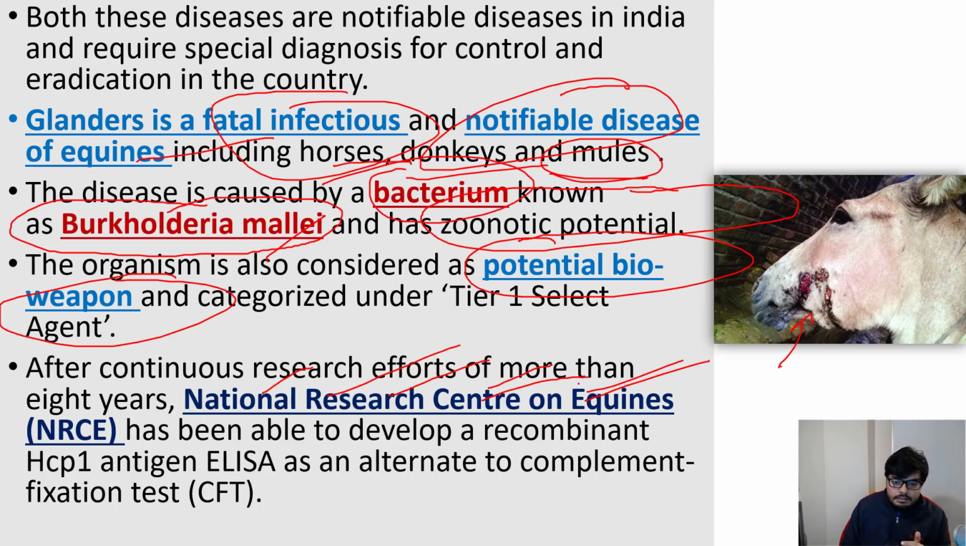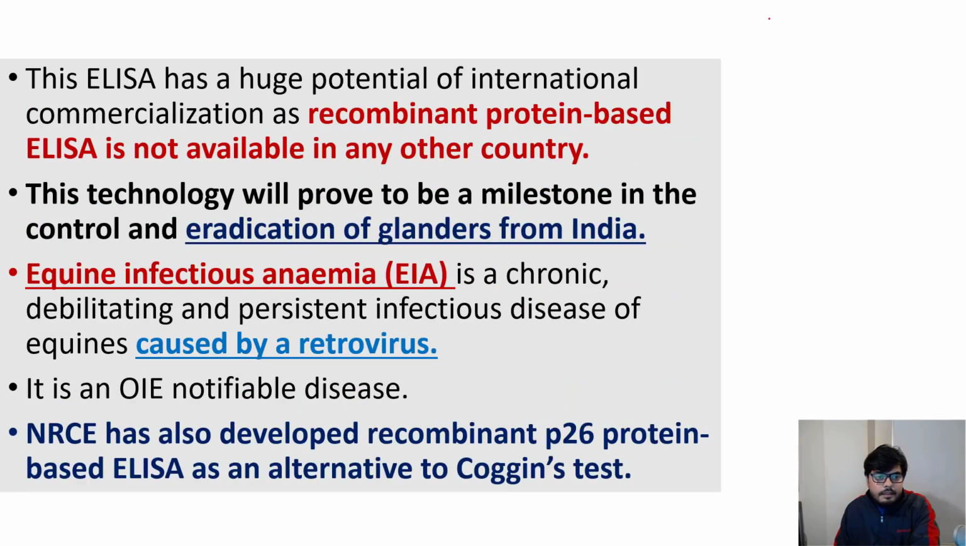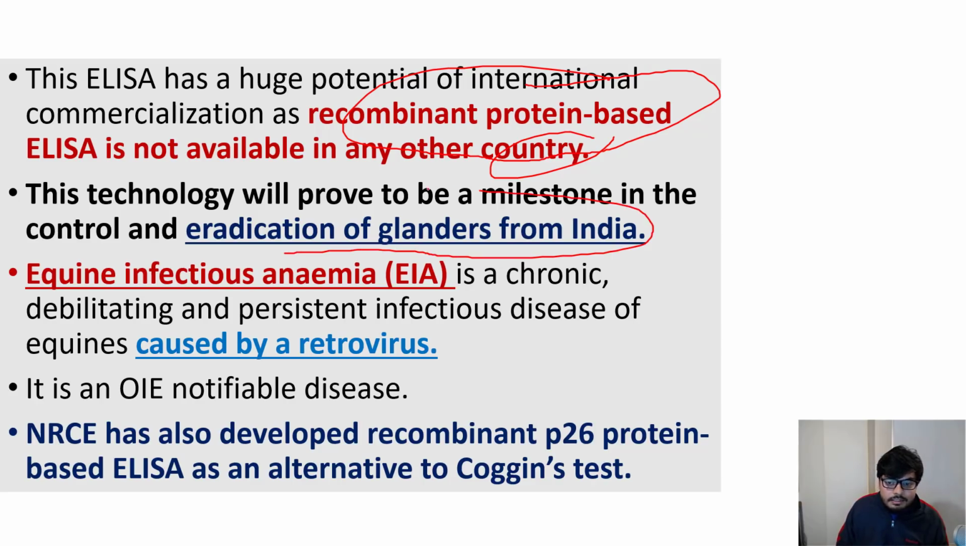Next, NRCE has developed this, and it is the first ELISA based protein based kit, nowhere available in the world. We are the first country who has introduced this. First it used to be the CFT test, but now it is an upgraded and very accurate test. It has huge potential, and recombinant protein based ELISA is not available in any other country. So it will prove to be a milestone when we eradicate glanders from India.